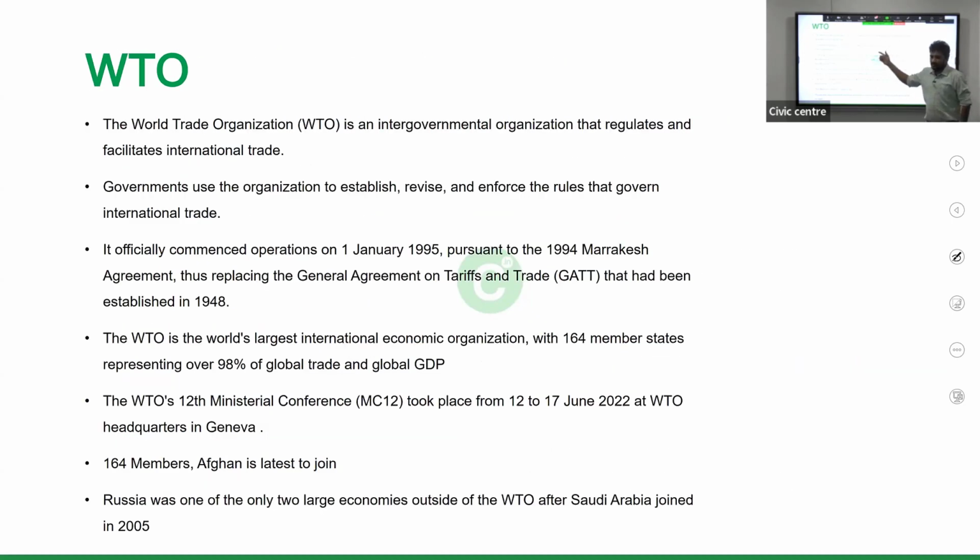WTO is not a UN body. Its headquarters is at Geneva. As of now, how many members are there? 164. The most recent has been Afghanistan. Recently, the 12th ministerial conference was held at Geneva. The Doha development round is related to WTO. So are the Dunkel draft and GATT, the General Agreement on Tariffs and Trade.